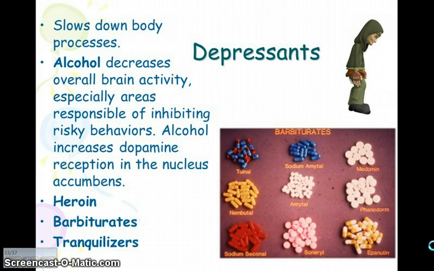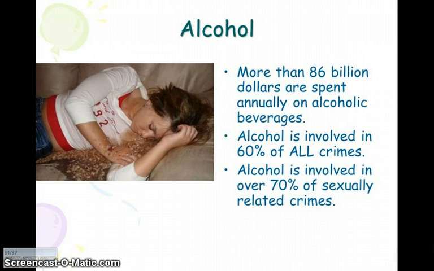Alcohol also increases the dopamine reception in the nucleus accumbens. So again, that's another example of how that one area of the brain, the reward center, is being affected. Heroin, barbiturates, and tranquilizers are all other types of depressants that act in certain ways in the brain.